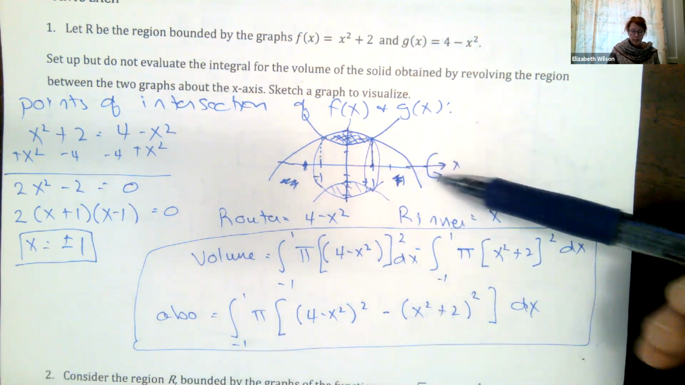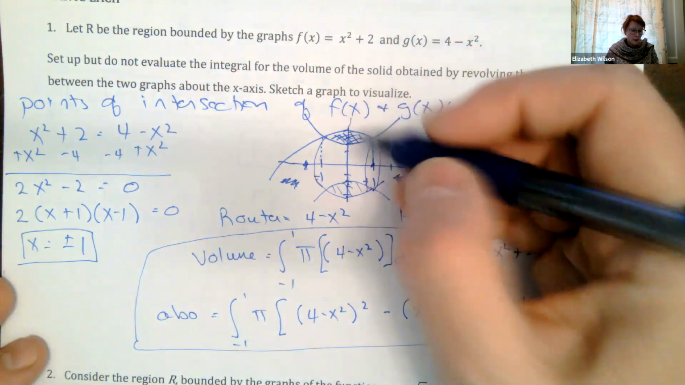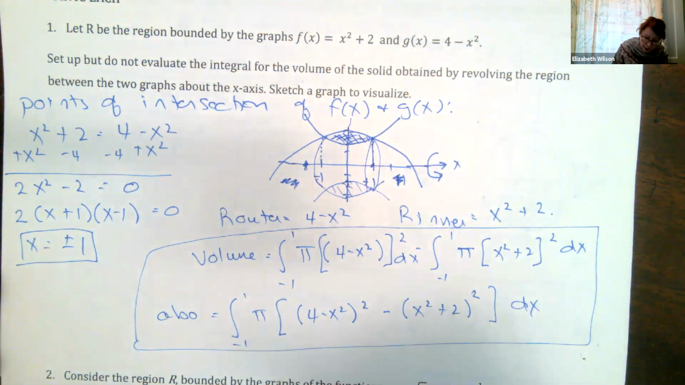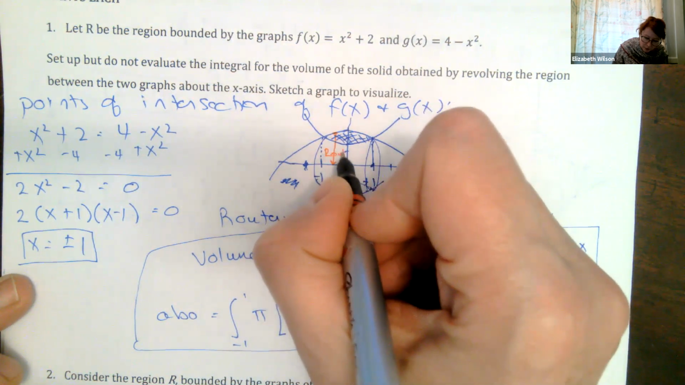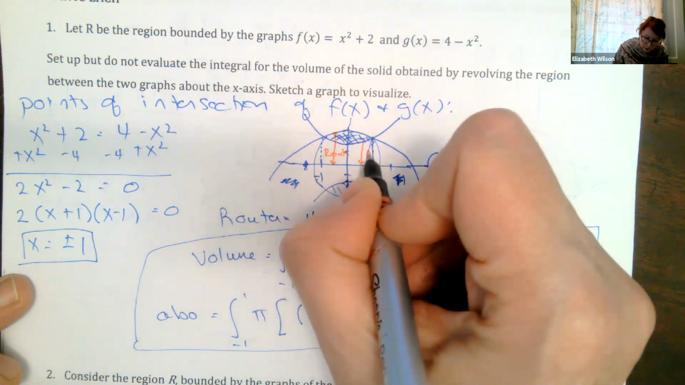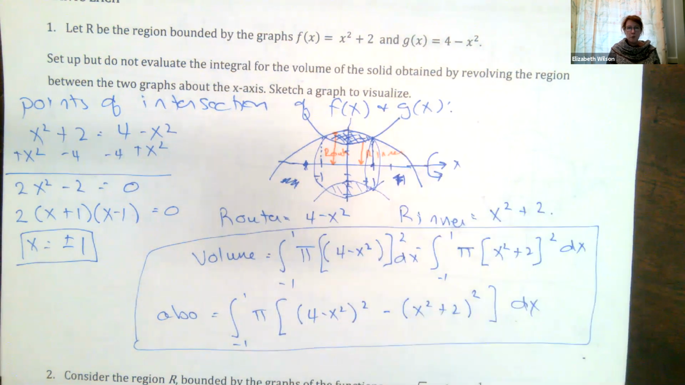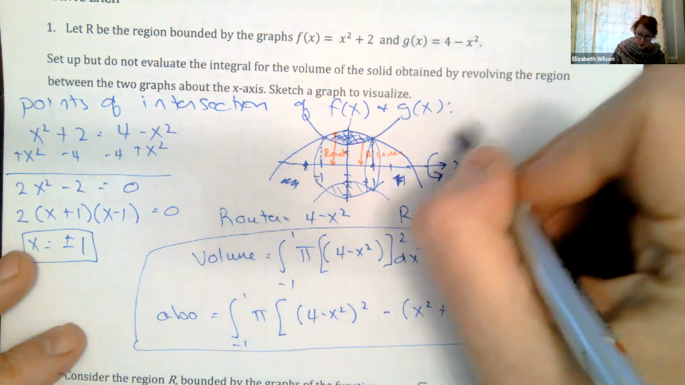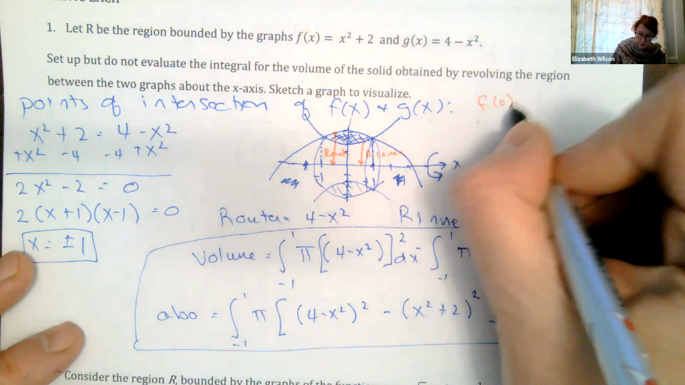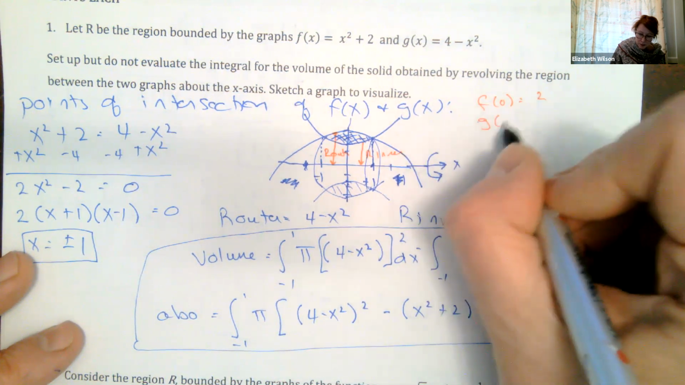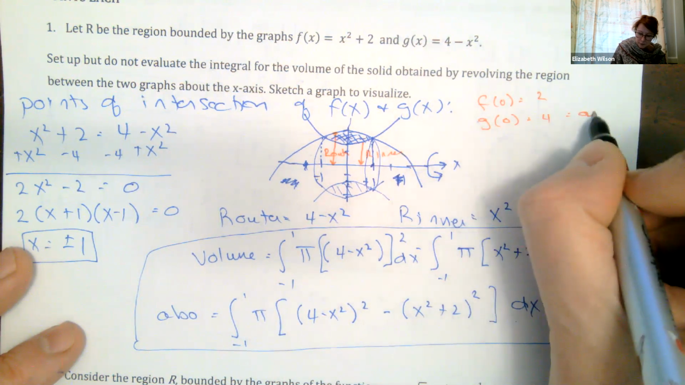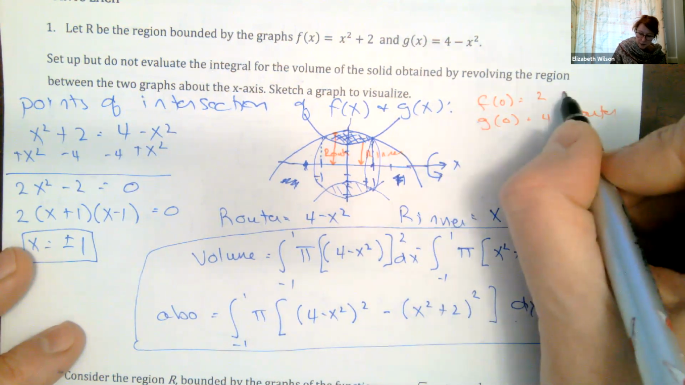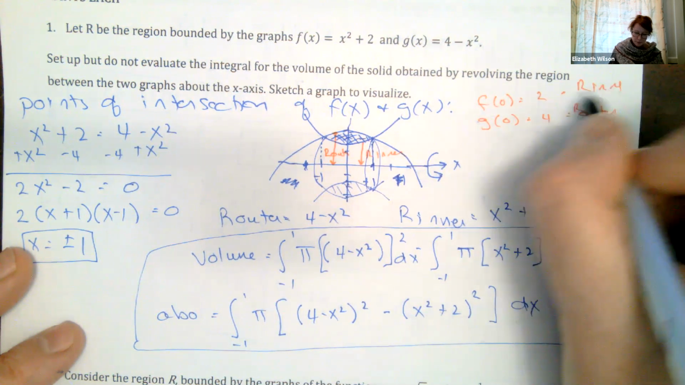We were told to go around the x-axis. Now I have to think about, let's write it like this. I've got my outer radius, and I've got my inner radius. So I have to figure out which one's the outer and which one's the inner, right? So I have to take a look. 0 is a good spot. So f of 0 is equal to positive 2, and g of 0 is equal to positive 4. So g is our outer radius, and then f is our inner radius, okay?